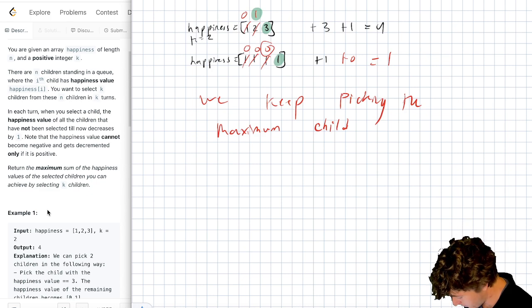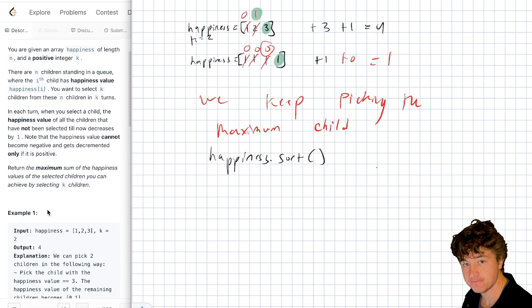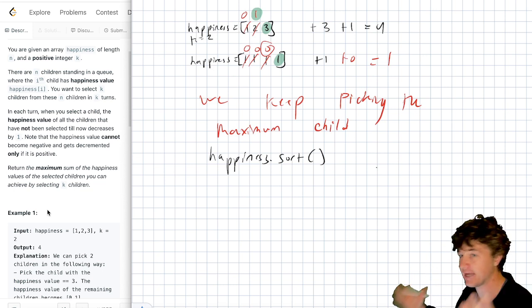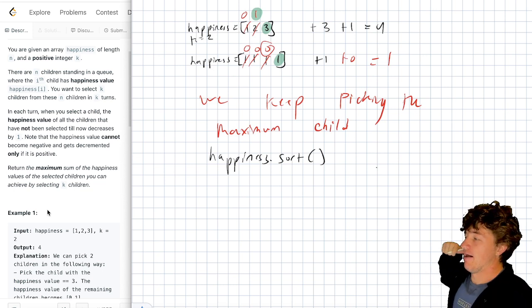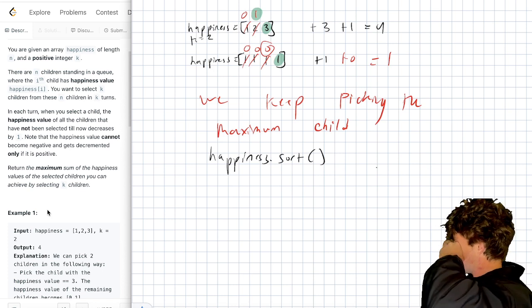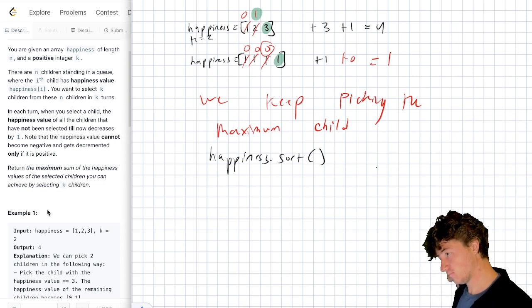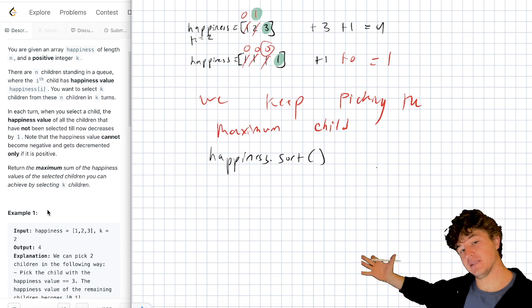So that might lead you to think, okay, maybe we're going to take happiness and sort it. We're going to sort happiness because we want to pick the maximum person. So we want to keep track of who the maximum person is and take those people out accordingly so that we can maximize our score. If we want to have the happiest score, pick the happiest kids. Now, the only little stipulation, the only thing that makes this a little bit tricky, is that every time we pick somebody, everybody else becomes a little less happy.